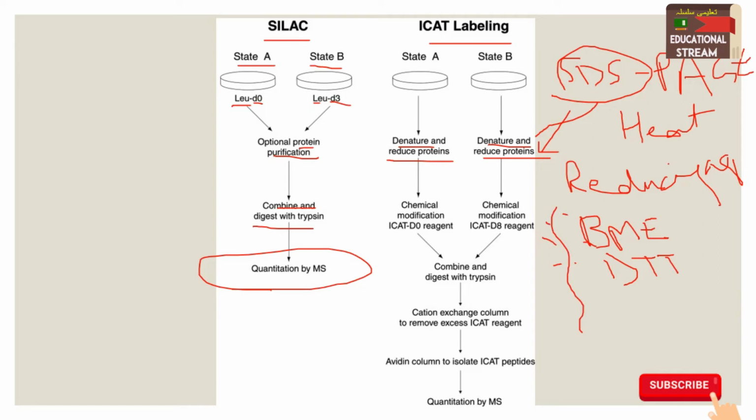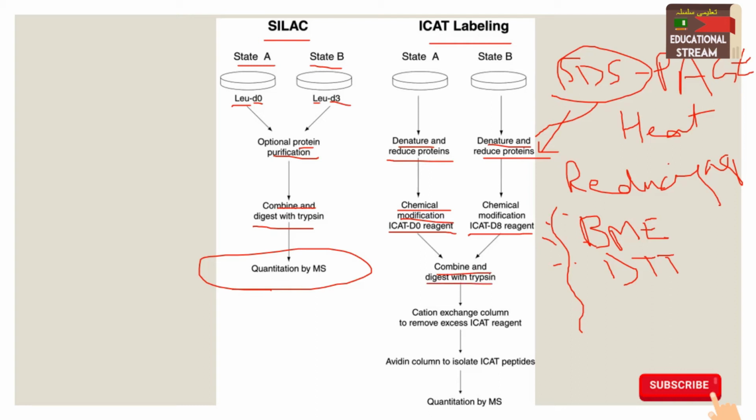Then we do the chemical modification, like now we will attach the different isotope with it, like ICAT D0 reagent and ICAT D8 reagent. These are two different isotopes which are being used for the modification of the proteins that were reduced and denatured. Then we will combine both and we will do the digestion with the trypsin.